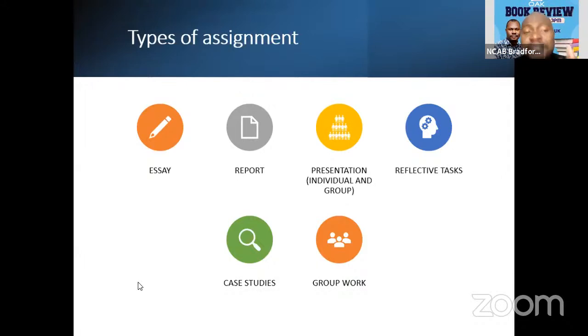So we have essay and report. These are very important. Presentation, we don't bother a lot about presentation when it comes to the postgraduate. I am handling one of the undergraduate courses, and my assessment focus there is presentation, because it's easier to deal with presentation when you have a smaller number of students, and we have that at the undergraduate level.